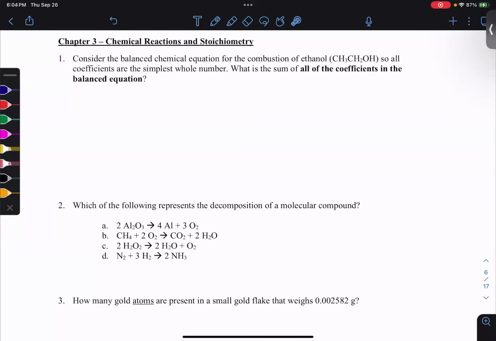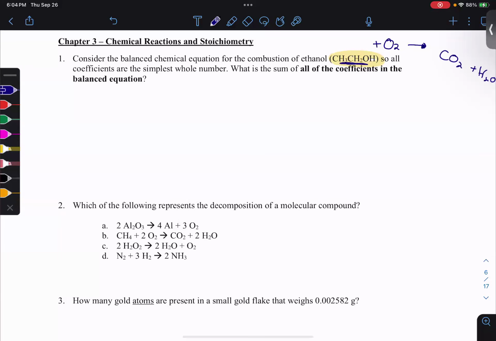Let's approach this. We're talking about a combustion reaction. That means we're taking this substance and reacting it with what? When you burn things, what does a fire need? Oxygen. So our other reactant here is oxygen. We are going to react this substance with oxygen, and our two products are going to be CO2 and water. That is our skeleton structure for our balanced chemical reaction.